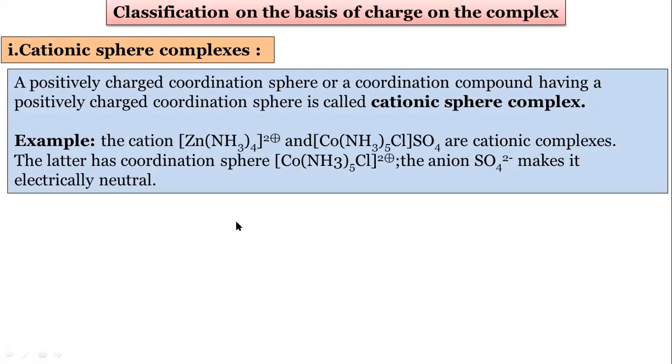This is a classification again depending upon the charges. See, cation, as the word cation is there, this complex is having plus charge. We have to check the charge on the complex. See this example, [Zn(NH3)4]2+. Because till now I didn't explain the nomenclature system, we can read the complex like this. Zn is the central metal atom, then 4 NH3. The coordination number is 4 because this is a monodentate ligand.